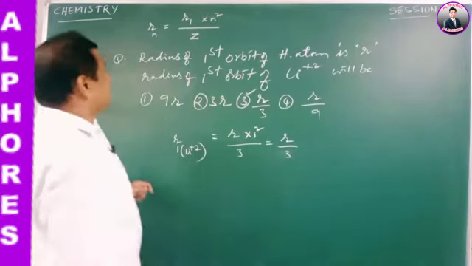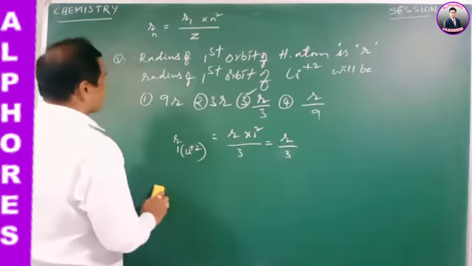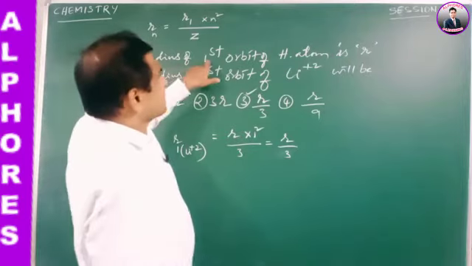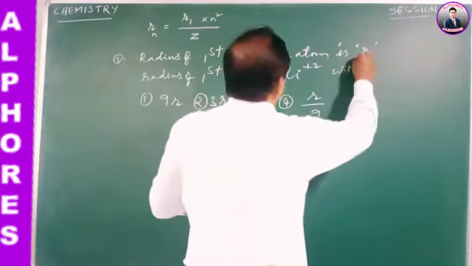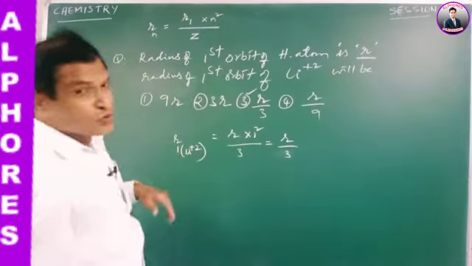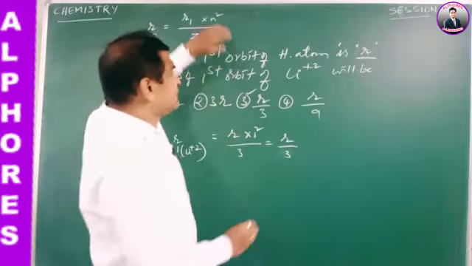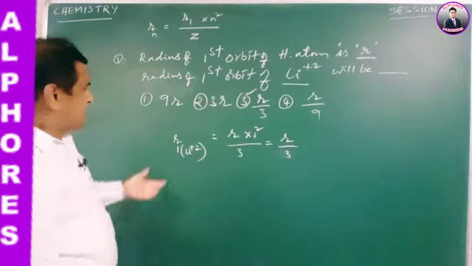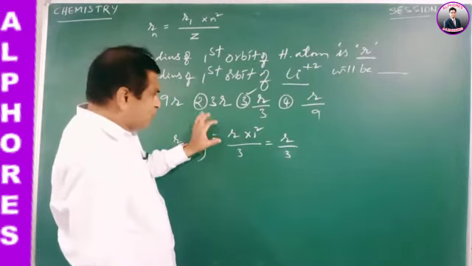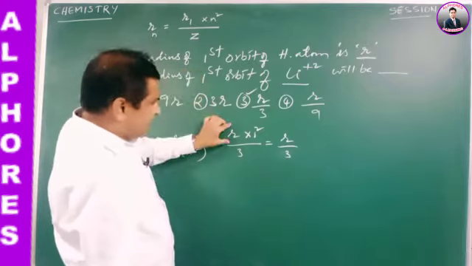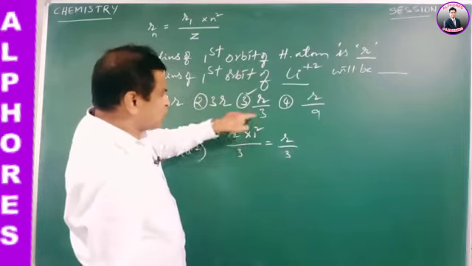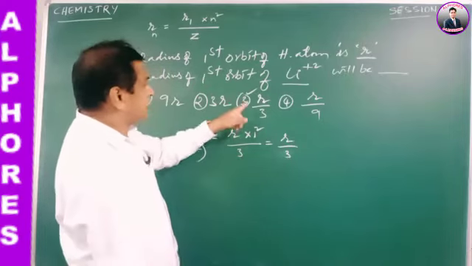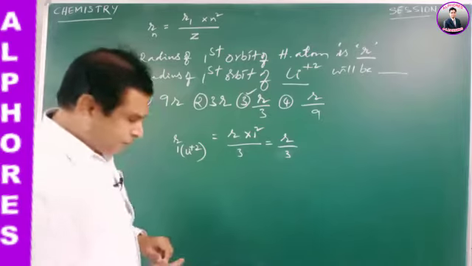And let us see some more. Is it clearly understood? In this, what is being asked? The radius of the first orbit of hydrogen atom is given as r. Next, what are we asked to calculate? The radius of the first orbit of Li 2 plus. That is equal to the radius of the first orbit into n square, first orbit only, that is 1 square, by Z, the atomic number of Li 2 plus, 3. So r by 3, that is why it is the third option.